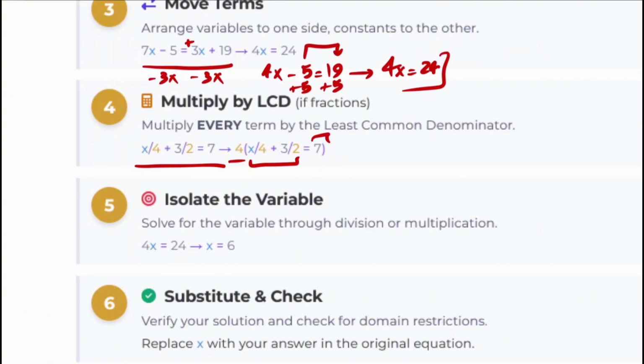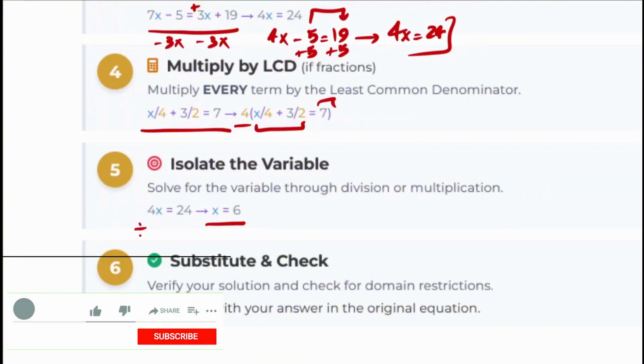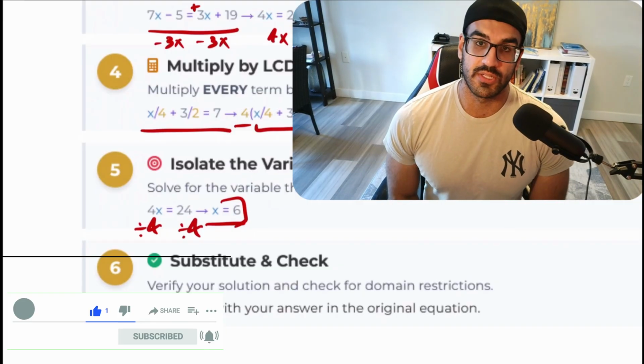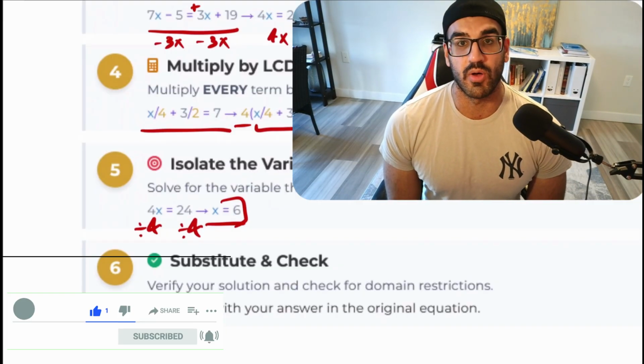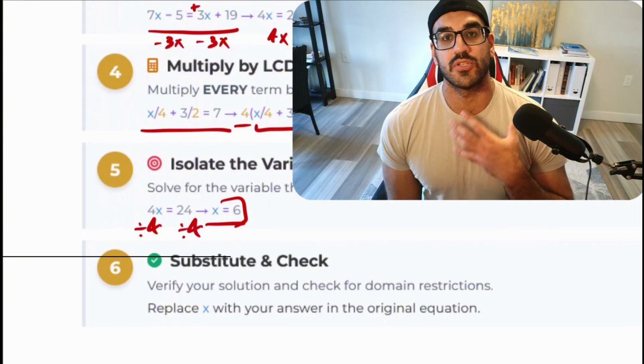So right now I have 4x. The question actually is how I can find the x itself. So 4 multiplied by x, again, inverse operation, my x is going to be 6. And at the end, which is a very, very important step that I'm always telling my students, is the substitution and check.